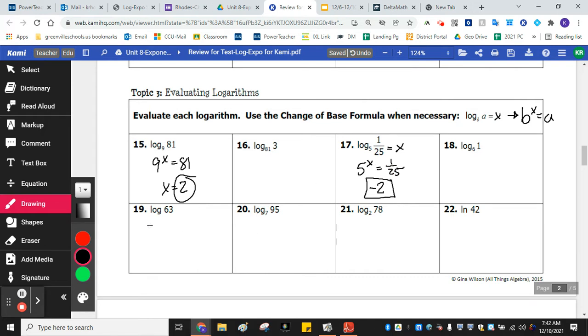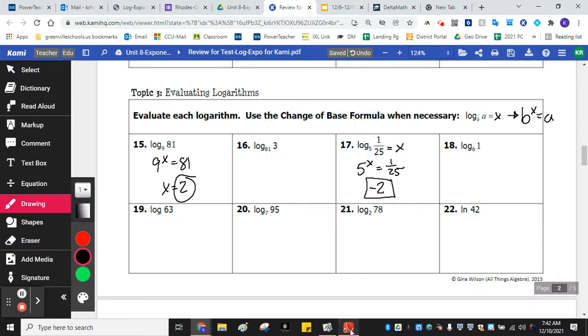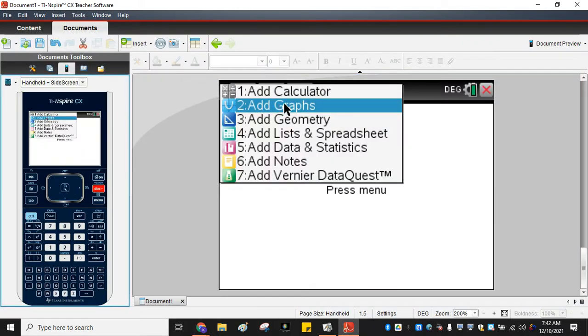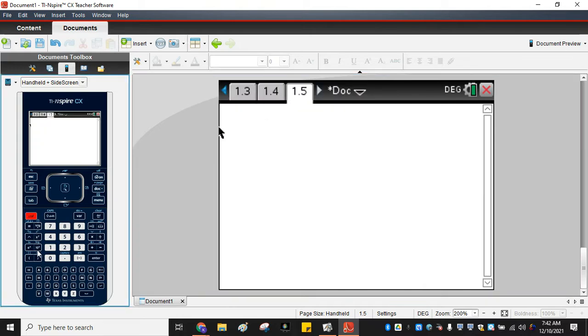Remember, it's 10 if it's not written. So 10 raised to what gives me 63? Nothing works here. So if it's not nice, then we have to go to the calculator. Log of 63.